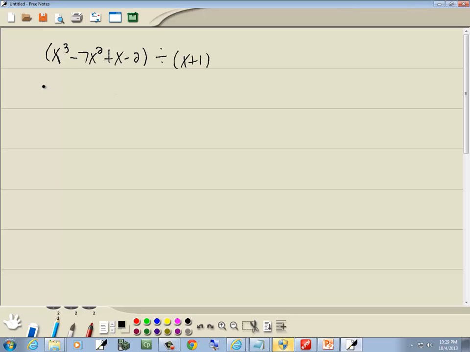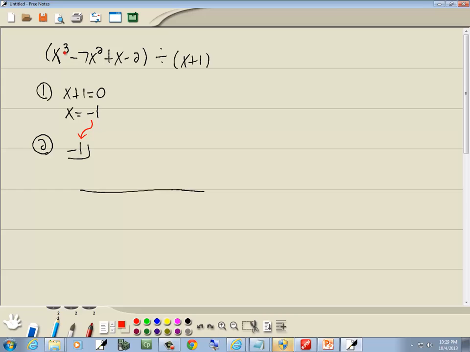Now our first step in synthetic division is to take what we're dividing by, the x plus 1, and set it equal to 0 and solve it. So I took the 1 over the right side, and it becomes a negative 1. Now whatever number we find in step 1, we put in the box in the upper left-hand corner.